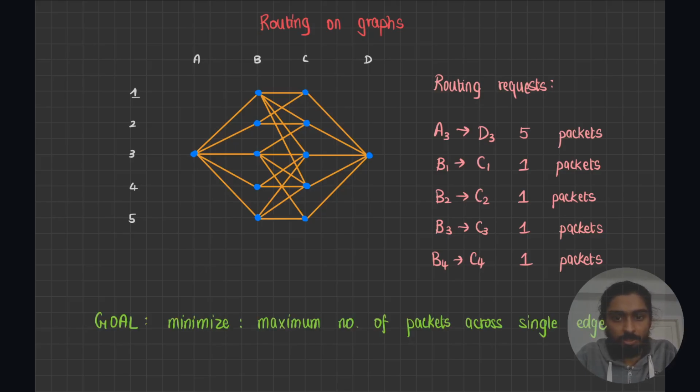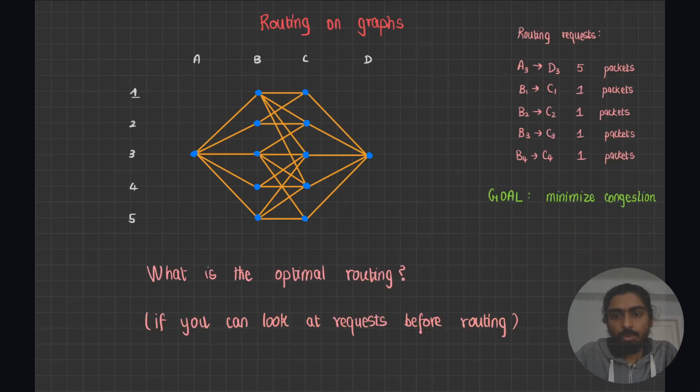You want to minimize the maximum number of packets that go across a single edge. And this is what is called the congestion of the routing. So you want to make sure that no single edge gets too many packets across it. The goal is to find such a routing.